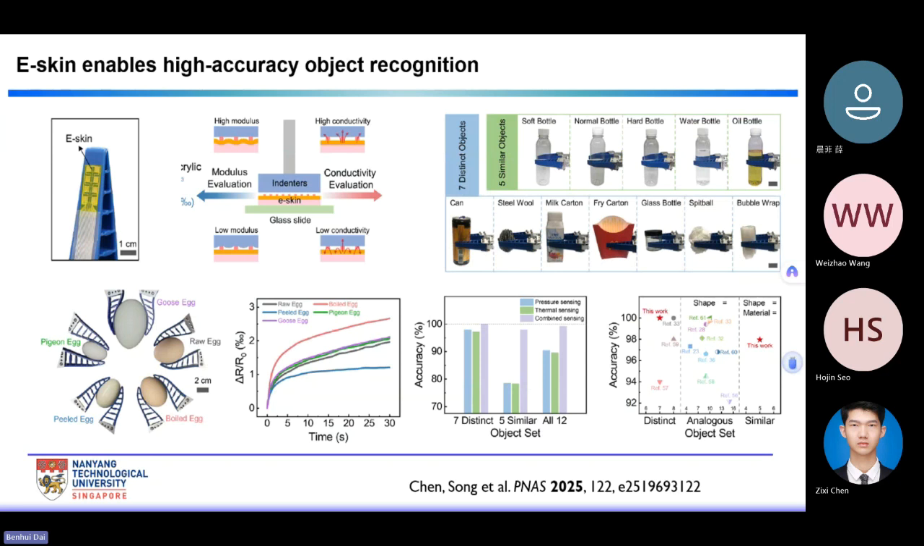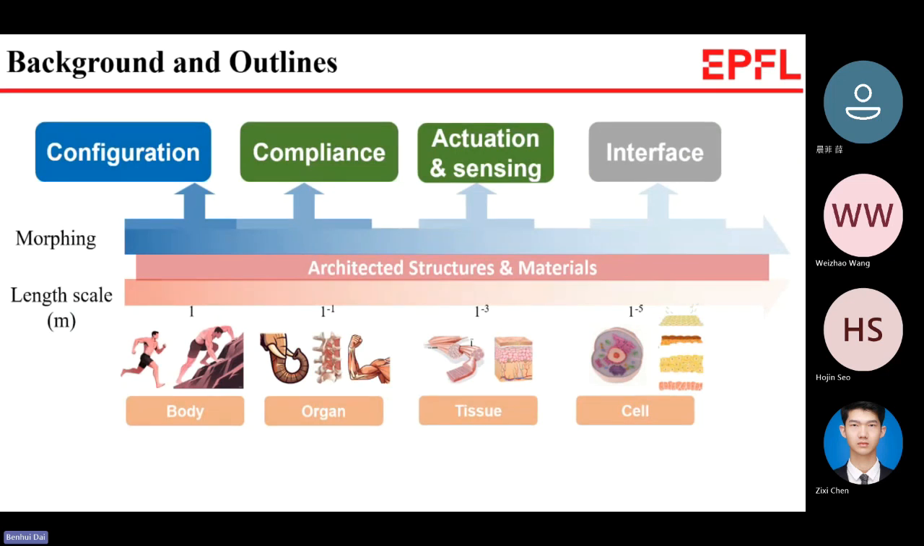of robotics. As you can see on the slide, on the meter scale, creatures like humans reconfigure their body to adapt to different terrains. At the organ level, spatial heterogeneity defines an organ's complex compliance and load capability. And down to the tissue level, the active and the passive morphing enable both actuation and sensing.